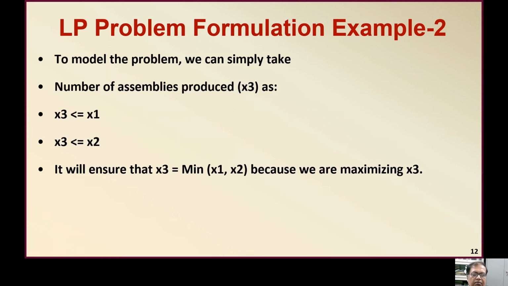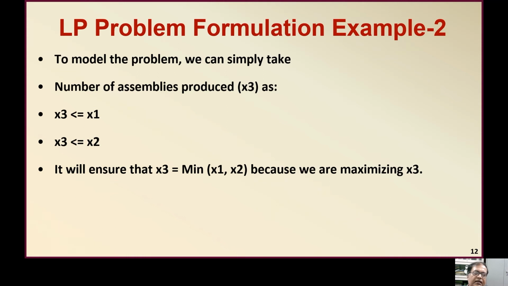Now you can simply model this in this manner: the number of assemblies produced x3 is less than or equal to x1 and x3 is less than or equal to x2. So that would ensure, because if x1 is bigger, then x3 less than or equal to x1 is not a very important constraint, but x3 less than or equal to x2 will determine that assemblies are less than both part A and part B. Is it all right? Actually, x3 would be equal to the lower of the two.